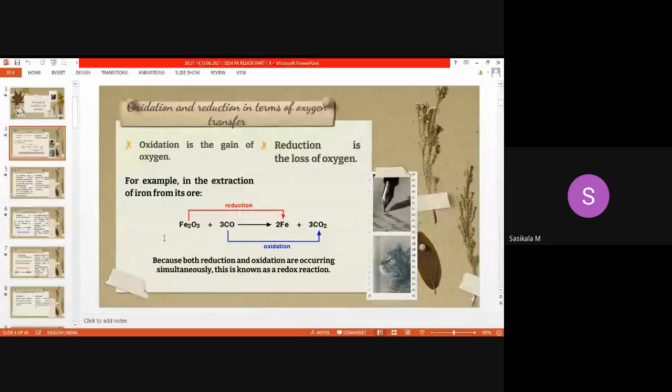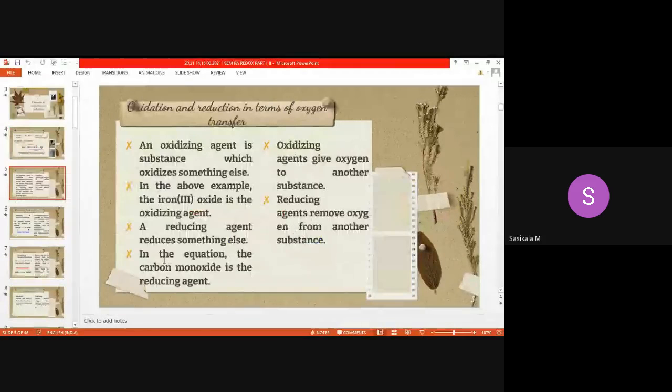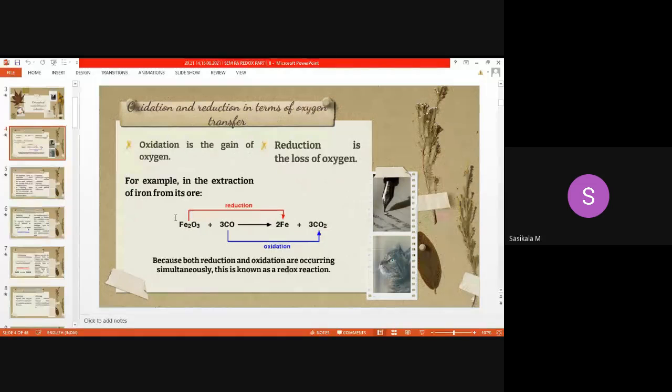So ferric oxide will be the oxidizing agent, carbon monoxide will be the reducing reagent. That's what is given here. An oxidizing agent is a substance which oxidizes some other reagent. In the above example, ferric oxide is the oxidizing agent, since it oxidizes another substance, carbon monoxide, but itself it gets reduced. So which is making it get reduced? Carbon monoxide.